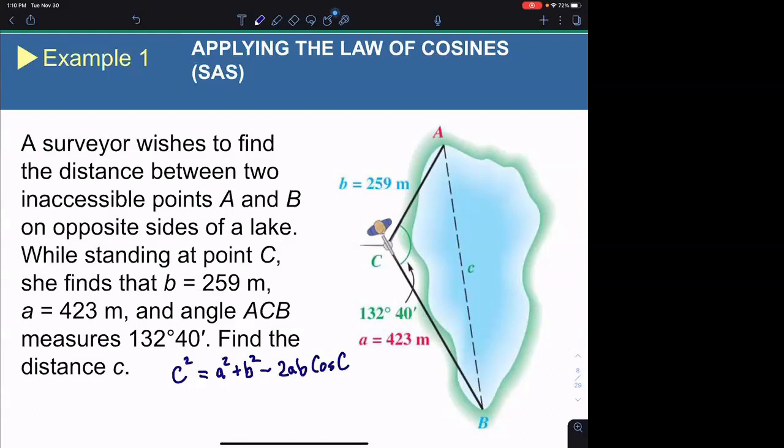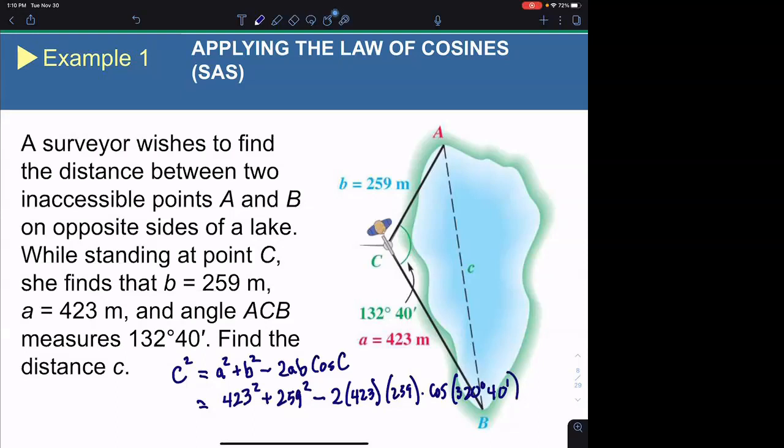So in this case, we're given an A value of 423. So I would say 423 squared, and a B value was 259 squared. And I would subtract 2 times 423 times 259 times the cosine of the angle, which was 132 degrees and 40 minutes.